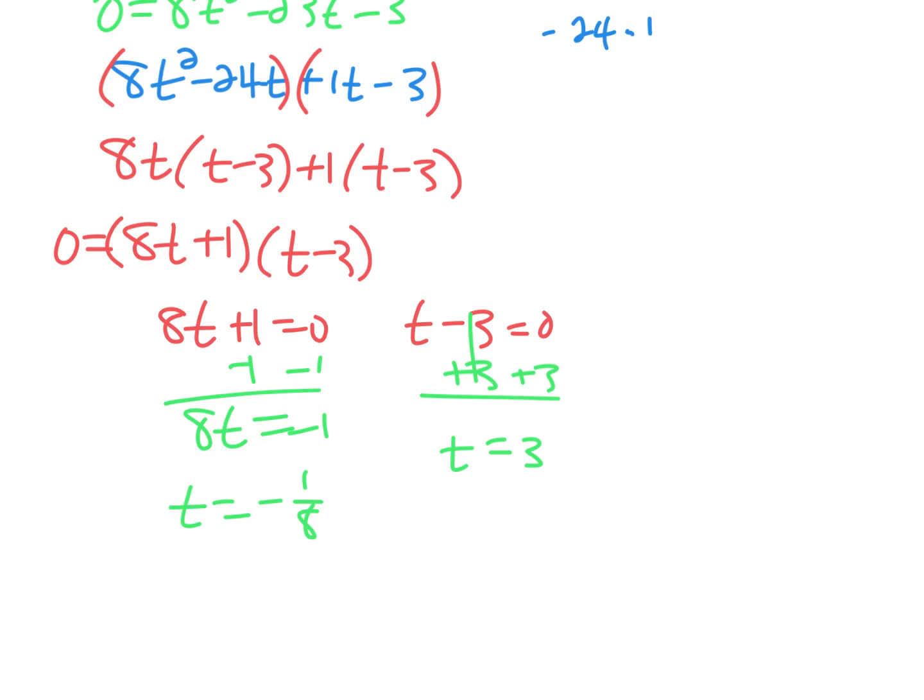So t equals negative 1/8 and 3. I need to go back to my equation to figure out which one would make sense. How long till the discus hits the ground? Well, it didn't hit the ground negative 1/8 of a second ago. That doesn't make sense for this situation. So after 3 seconds, that discus will get to the height of 0 back on the ground.